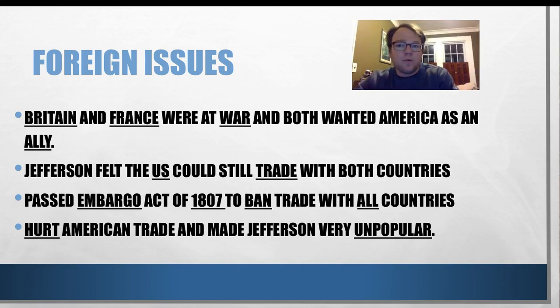Again, same thing that happened with Washington, same thing that happened with Adams. We're more culturally connected with Great Britain, we speak the same language, share the same cultural traditions, and we got all that help from the American Revolution. Jefferson feels the United States could trade with both countries. Both countries see that as an act of war. Your enemy's friend is also your enemy, type of thing. Britain is upset that America is trading with France. France is upset that we're trading with Britain, and we're stuck in the middle.